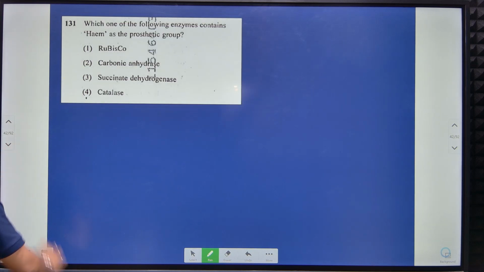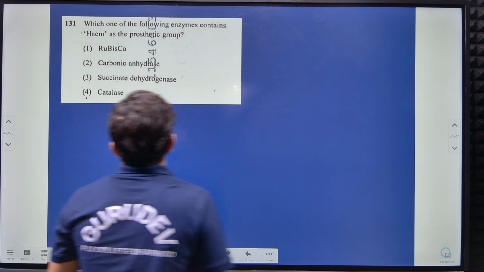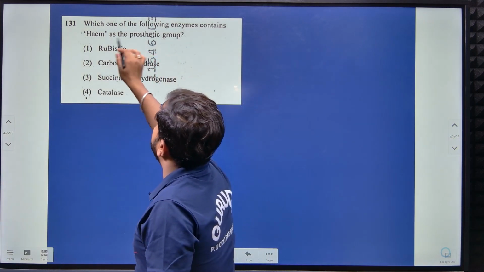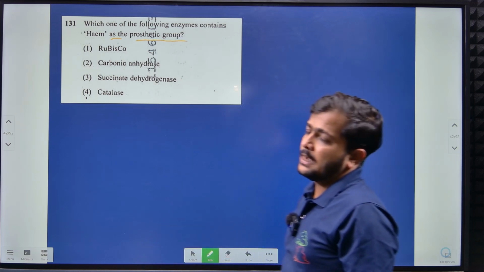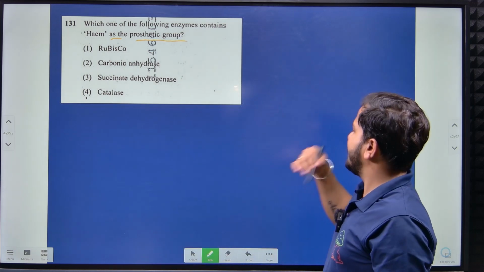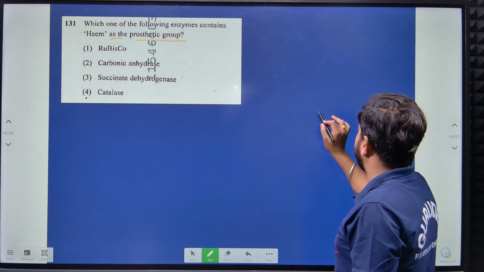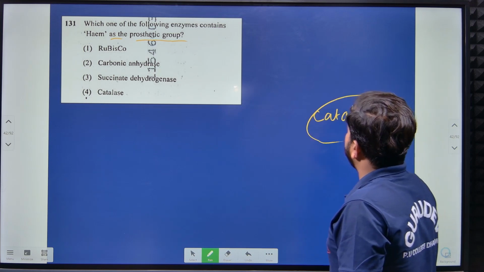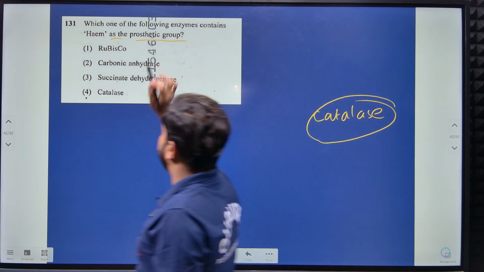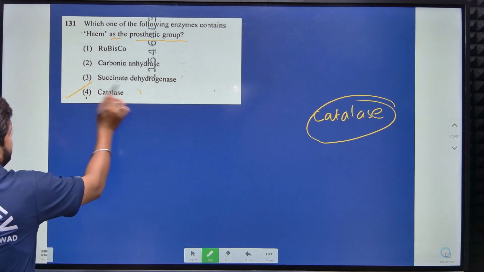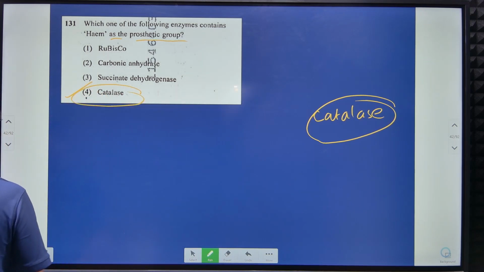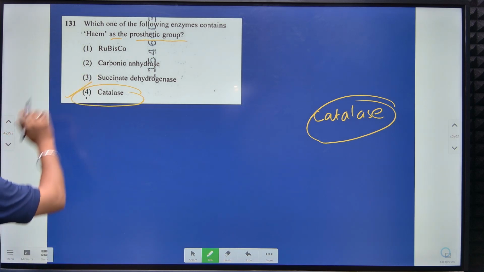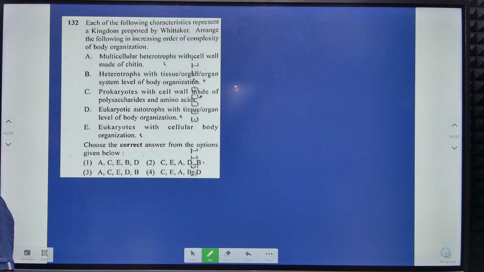Moving on to the next: which of the following enzymes contains heme as a prosthetic group? Usually these kinds of enzymes carry out catalysis, and the catalase enzyme itself has heme as a prosthetic group. So option 4 is correct here, right? Catalase has heme as a prosthetic group.